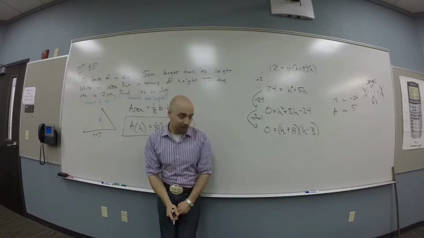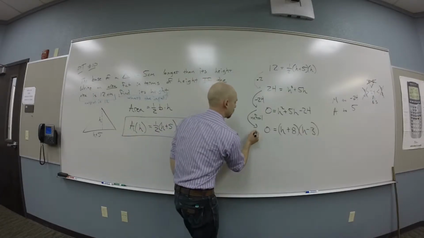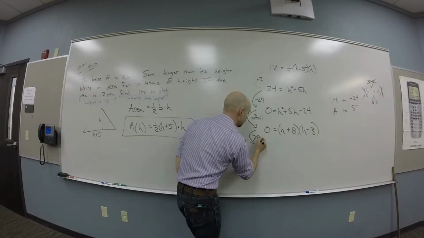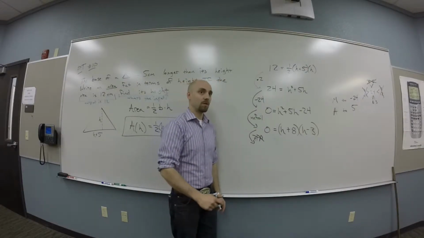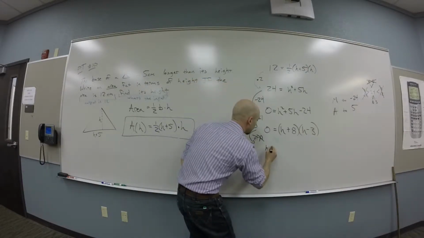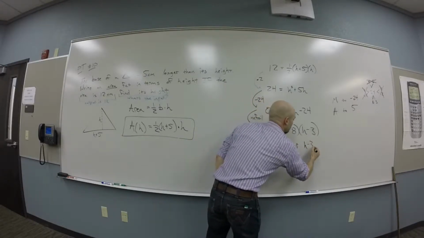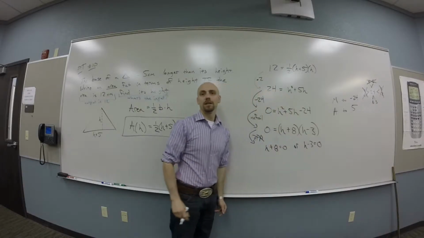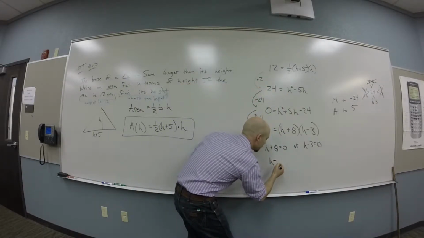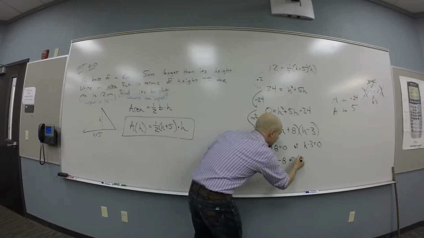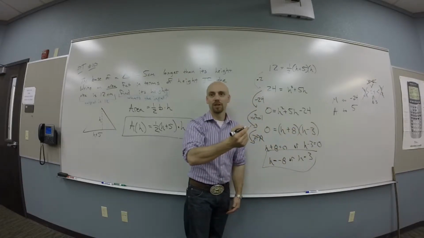Okay, so once we're here, now what do I do? Yeah, I can do the zero product rule. So if I hit this thing with the zero product rule, what do I get? I get h plus 8 is 0 or h minus 3 is 0. And then you solve each of these separately. So you get, as Zach says, h is minus 8 or h is 3. Am I done? I circled that like I was done.